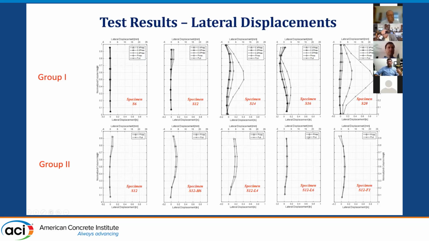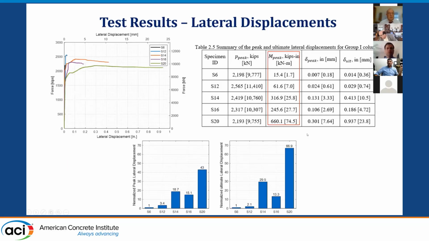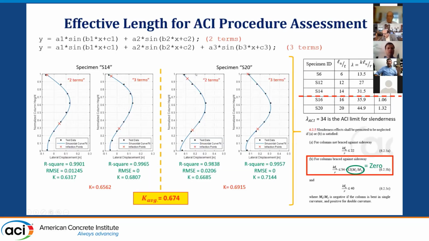So this is also another type of results we got, and then these are just the values for it. So I'll go quickly through this. What we wanted to do eventually, and that was the main objective from the beginning, is to assess the ACI procedure specifically for slender columns.